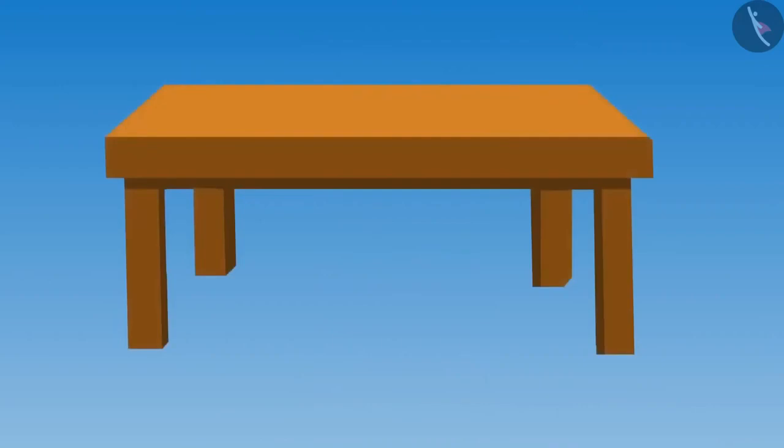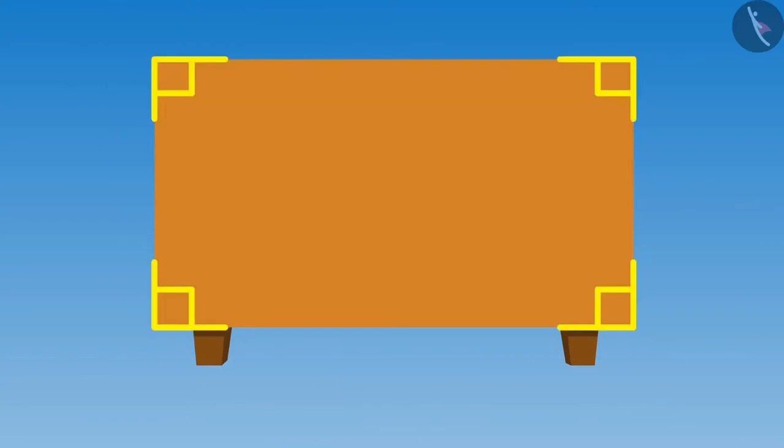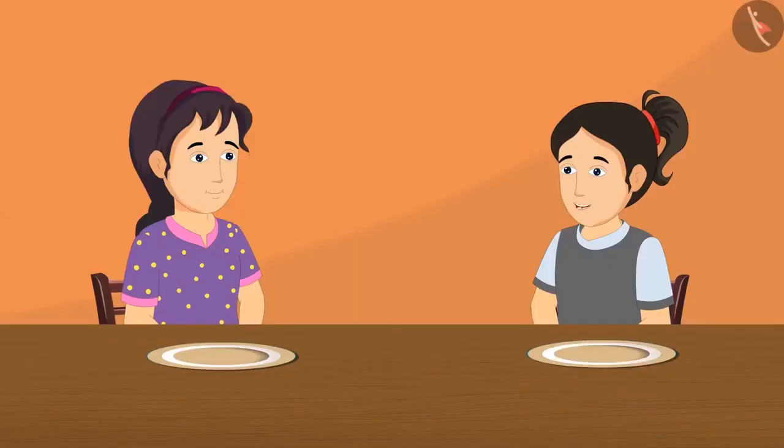And look at this table. If we look at this table from top, it will look like this. Now look at these corners. Right angles are formed here too. Did I identify correctly? Oh wow, Didi.